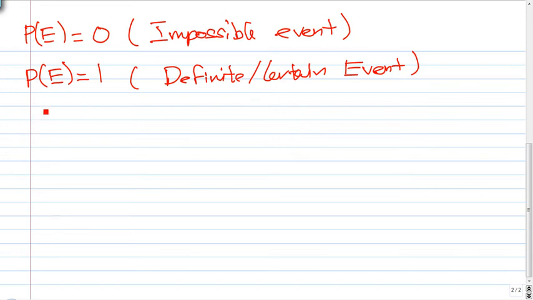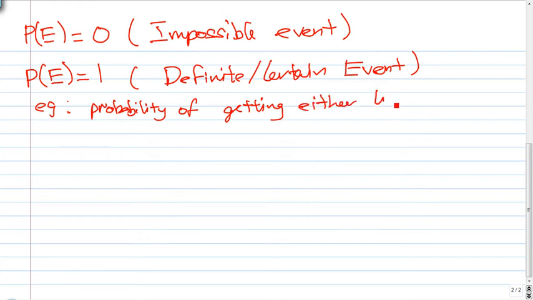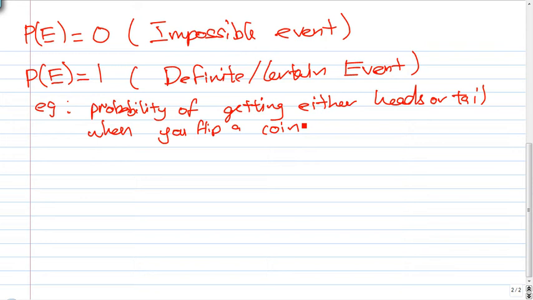So an example would be: what's the probability of getting either heads or tails when you flip a coin? The probability of getting a heads or a tail is definitely 1. You will definitely get either heads or tails. This is pretty simple, isn't it?